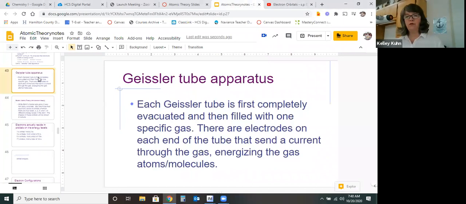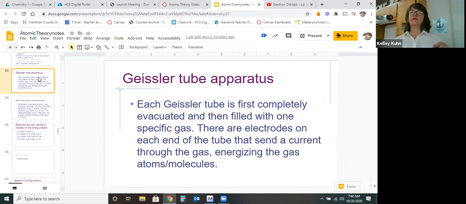So you may remember before break, we did the Geissler tube apparatus. Basically that was vacuum tubes that had electrodes in each end, and in the vacuum tube was a specific gas. When we electrified it, we would see that the gas gave off a specific color of light. Furthermore, when we looked at that light through diffraction grating in class, and then at home, you guys used that periodic table that showed you the emission spectra, we were able to see that those colors of light broke down into discrete bars of light. Those are the wavelengths that are being kicked out by the electrons after they've absorbed energy.